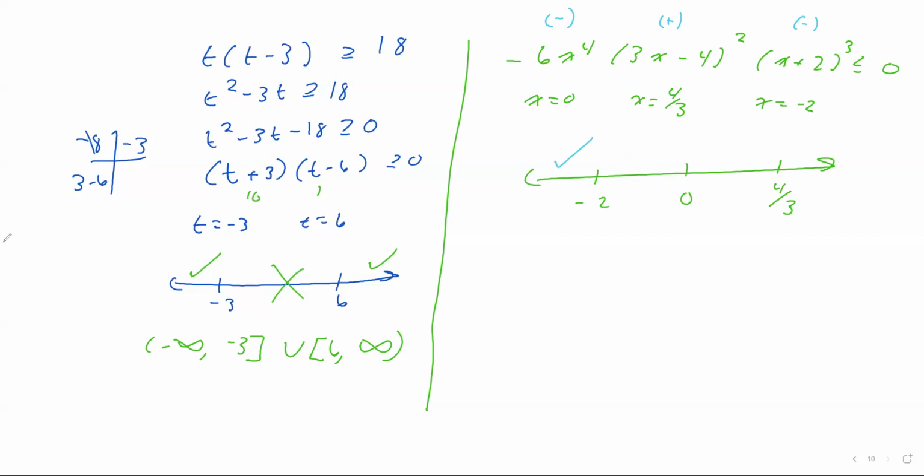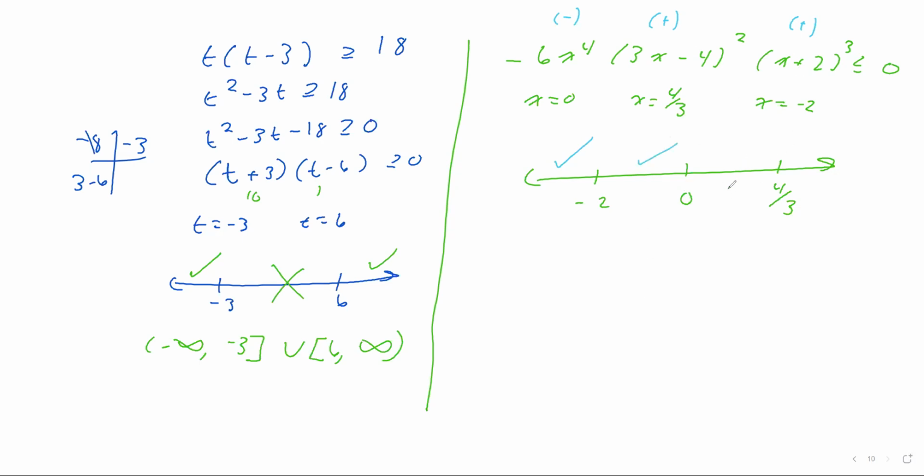Choose -1 this time. All right, so now let's choose -1. So -1 to the 4th power is a positive, so this is going to be a negative. -1 would be -3 minus 4. Regardless of what this result is, if it's squared, it's always going to be positive. -1 plus 2 is a positive. Positive cubed is also positive. Negative, positive, positive. That gives me a negative. That actually does work as well.